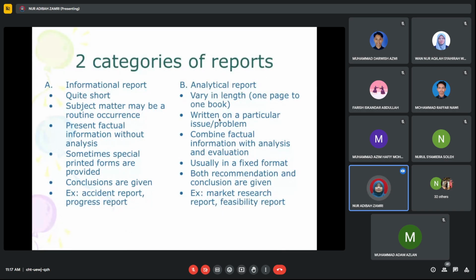However, analytical reports vary in length. It can be 1 page to 1 book, written on a particular issue or problem. They combine factual information with analysis and evaluation, usually in a fixed format. Both recommendation and conclusion are given. So for example, market research report and feasibility report. So these are only examples.